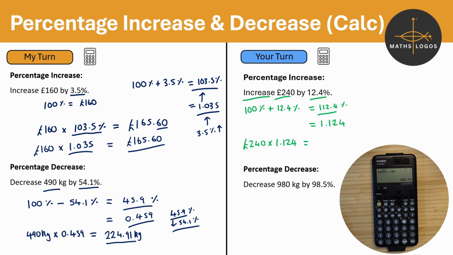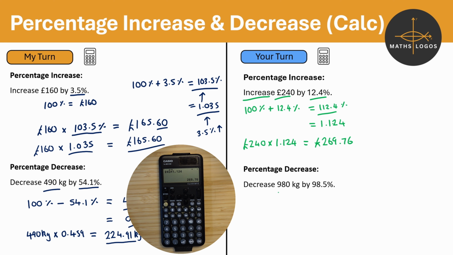And then that gives me a decimal of £269 and 76 pence. In the second one, it says decrease 980 kilograms by 98.5%. Let's get our decimal multiplier, start with 100%, subtract 98.5%, and let your calculator do the heavy lifting there. Do 100, take away 98.5, and turn that into a decimal.